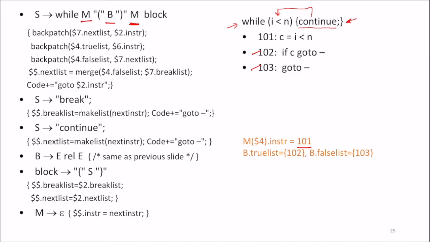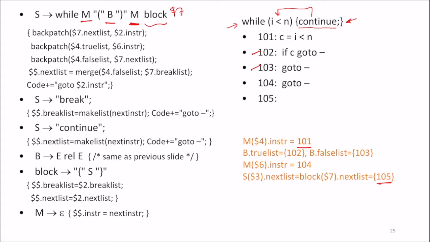Now we're interested in the start of this block. So what we're going to do is create a new instruction 104, and then the next list is going to be in this block over here. That's $7 over there. And the next list there is going to be 105, which is the next line. So this loop over here has this continue statement, and 102 and 103 are the conditional statement.